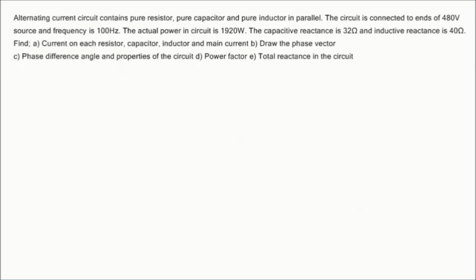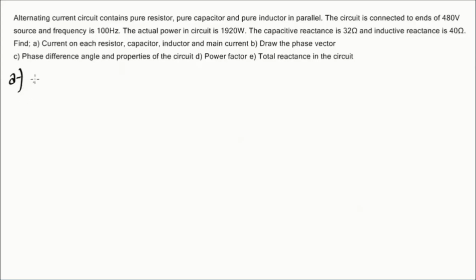An alternating current circuit contains a pure resistor, a pure capacitor, and a pure inductor in parallel. The circuit potential difference is 480 volts, frequency 100 Hz, actual power 1920, capacitive reactance 32, inductive reactance 40. Find the current in each of the resistor, capacitor, inductor, and the main current. They are asking us to calculate the currents.